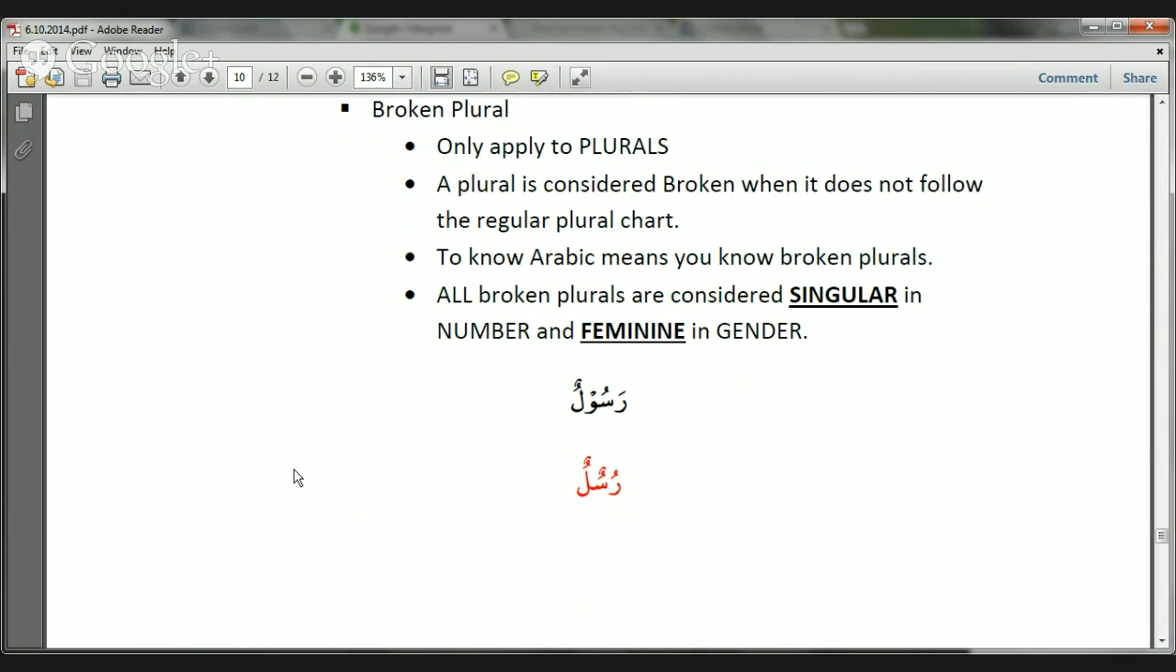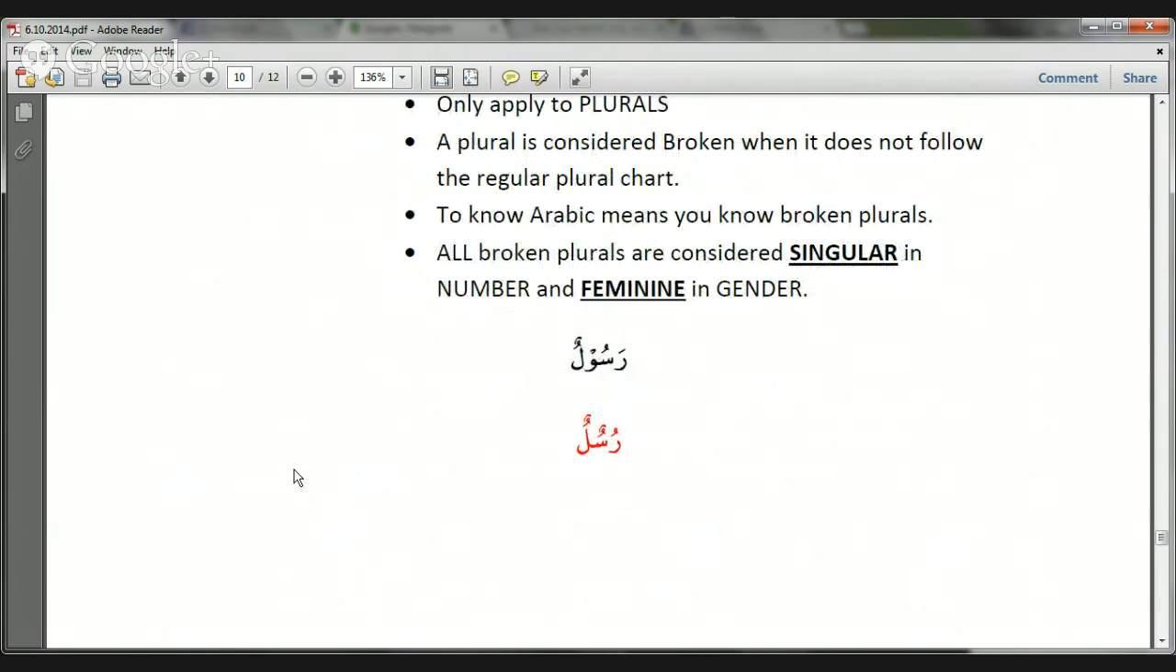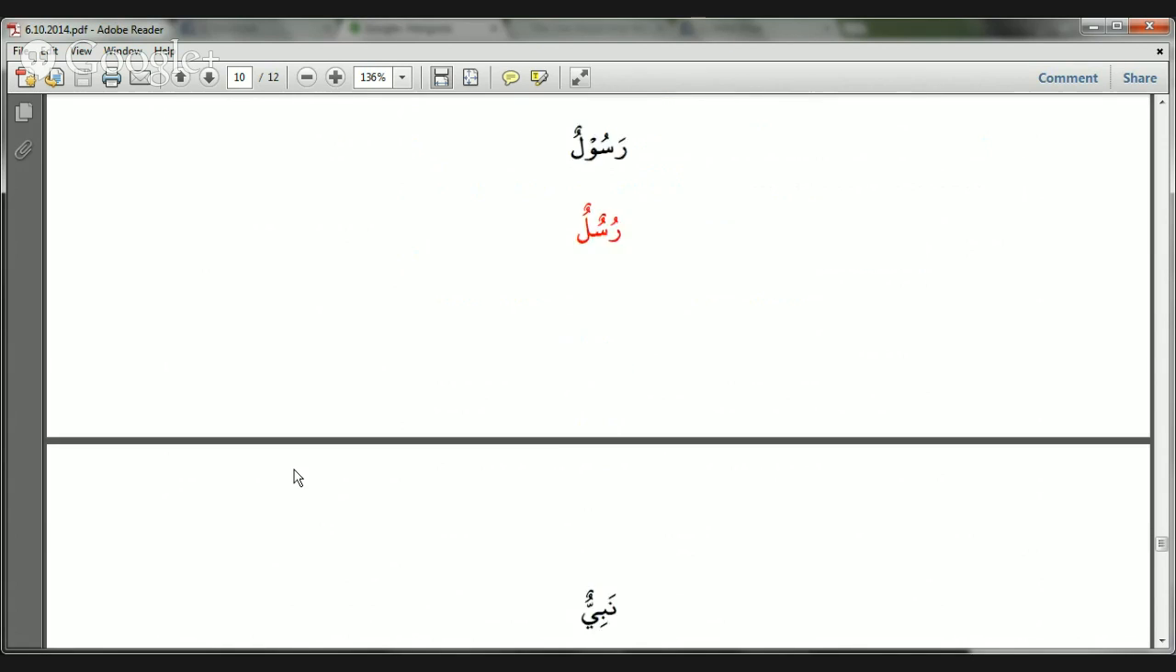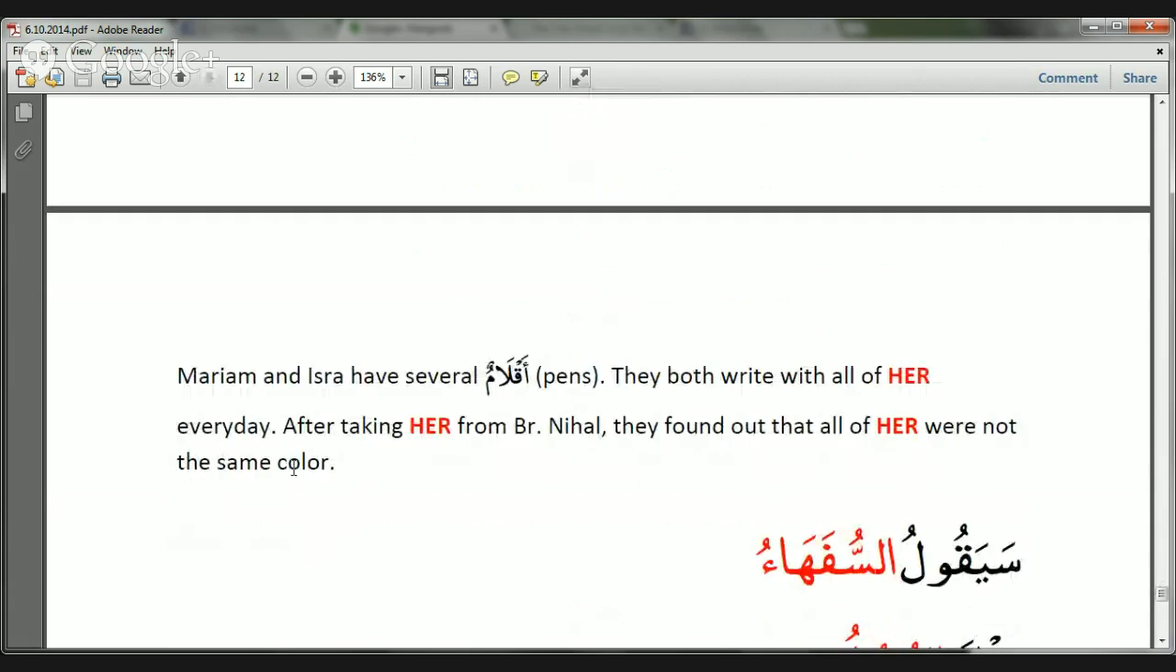To know Arabic means you know broken plurals, and all broken plurals are considered singular in number and feminine in gender. So if I ask you, rusulun, which means messengers, and I ask you what is the number and the gender of it, you tell me that the number is singular and the gender is feminine, because that's how it is treated.